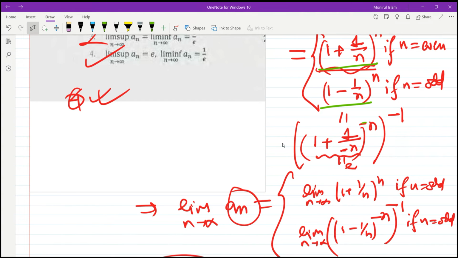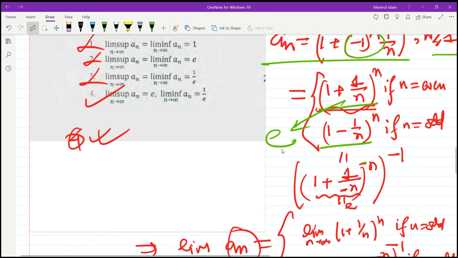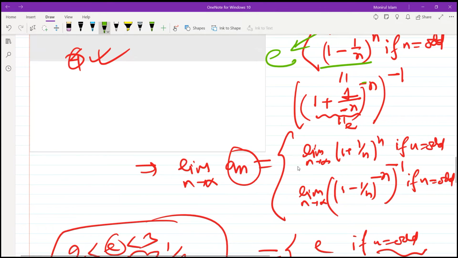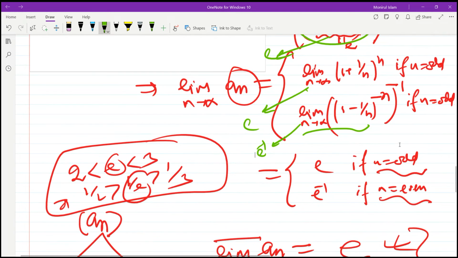Now if you take the limit, we all know this part: limit of (1 + 1/n)^n, this limit will be e. Okay, so this goes to e. And limit of (1 - 1/n)^n, this limit will be e inverse. So the limit as n tends to infinity will be e when n is even, and e inverse when n is odd.